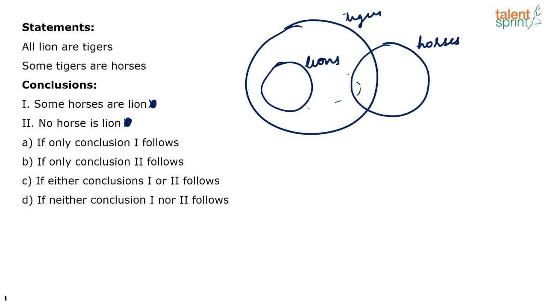I did it this way just to let you know that this is not how we solve this question. Here there is something called a complementary pair: some horses are lions, no horse is a lion. Now when you look at this diagram, either no lion is going to be a horse, or there will be some overlapping between these two sets where we can say that some lions are horses, correct?